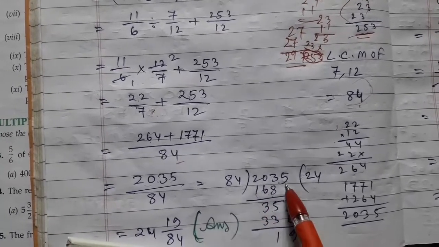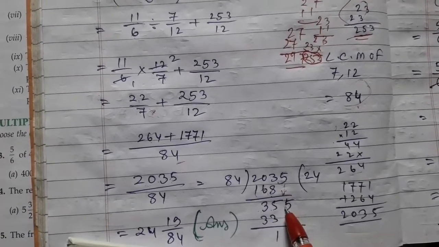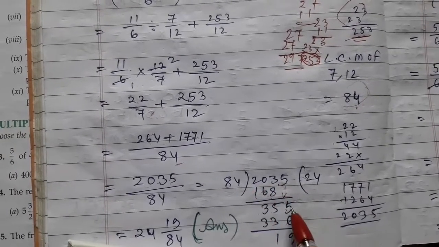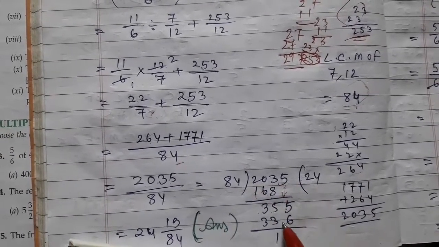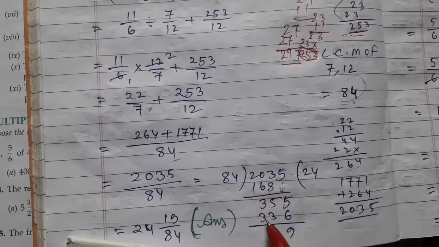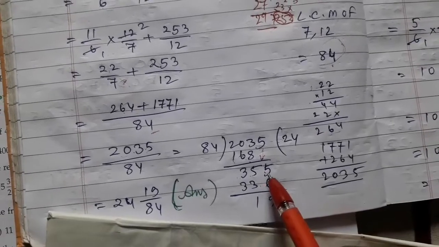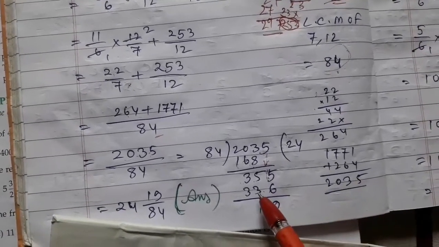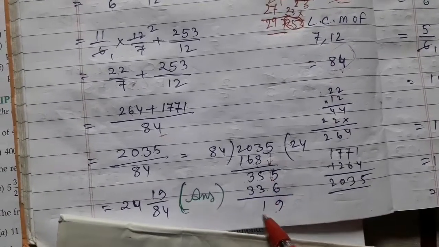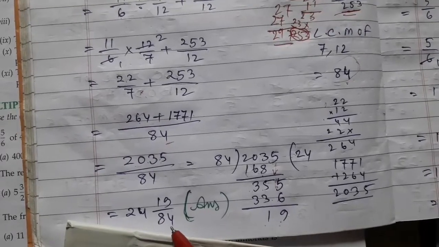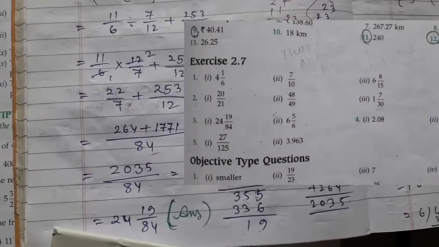Okay, clear? Next, drop down a 5. 8 fours are 4, 4 fours are 16. Carry 1. 4 eights are 32. 32 plus 1 is 33. Subtract it. 15 minus 6 is 9. Carry 1. 3 plus 1 is 4. 5 minus 4 is 1. Okay. Next answer 24, 19 by 84. Therefore, next question.